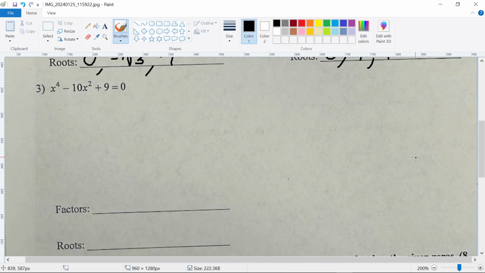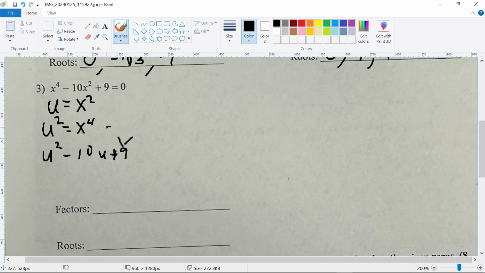This one I want factors and roots. This is going to be U substitution because I have 4 and then 2. So when I go 4, 2, I want to do U substitution. Eventually you'll skip the U substitution part. U equals x squared. U squared equals x squared squared, which is x to the 4th. So now I can rewrite this as U squared minus 10u plus 9. Now I want numbers that multiply to 9, add to minus 10. How about negative 9, negative 1? So this is u minus 9 and u minus 1.